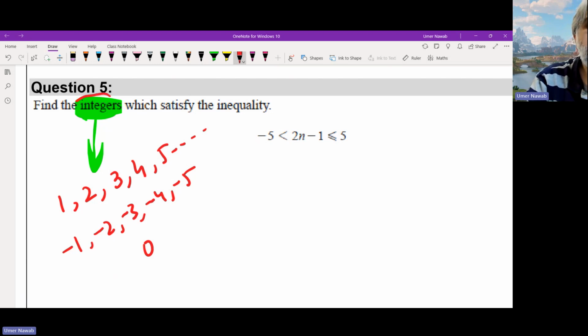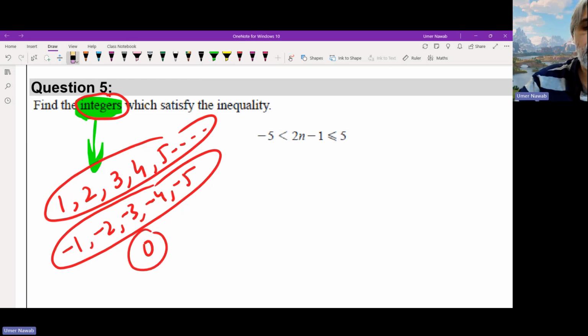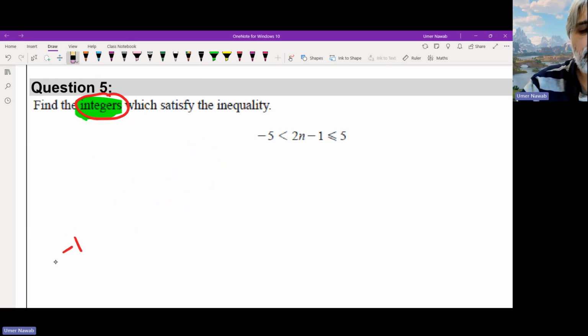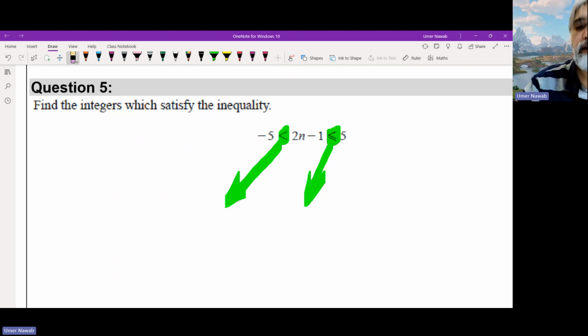So integers are whole numbers: positive whole numbers, negative whole numbers, and 0. They are integers. Now the question is asking you, can you solve this sandwich inequality? Why is this a sandwich? Because there are two inequalities. This one is a strict inequality, and the second one is a non-strict inequality.